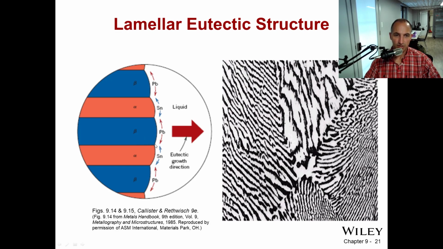is tin rich, so it has to eject lead out of it, and the alpha here is lead rich, so it has to eject the tin out of it. And the faster the solidification process occurs, the finer these lamellae become. So the thicknesses of these phases become much smaller as you have faster cooling, because there's just not enough time to diffuse the lead and the tin out.